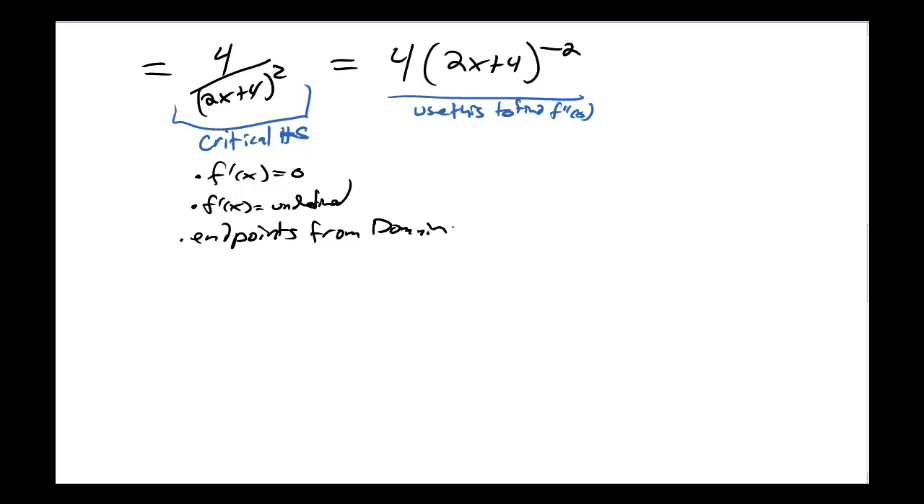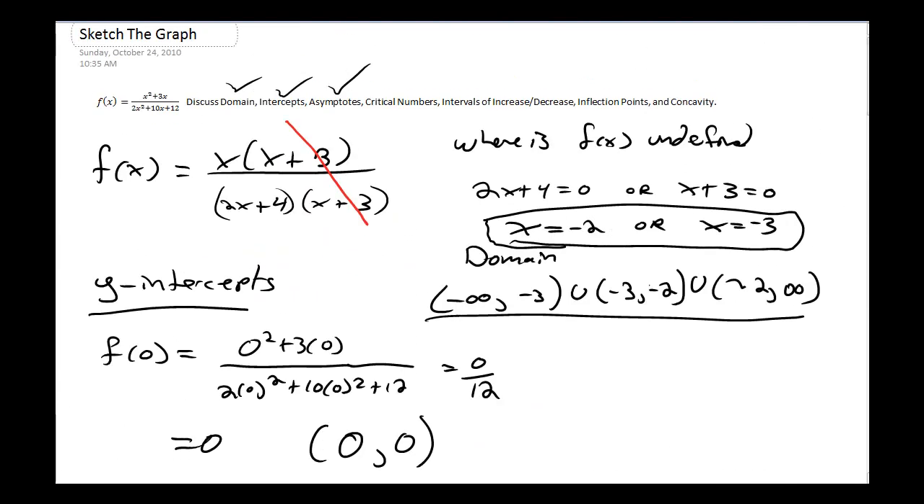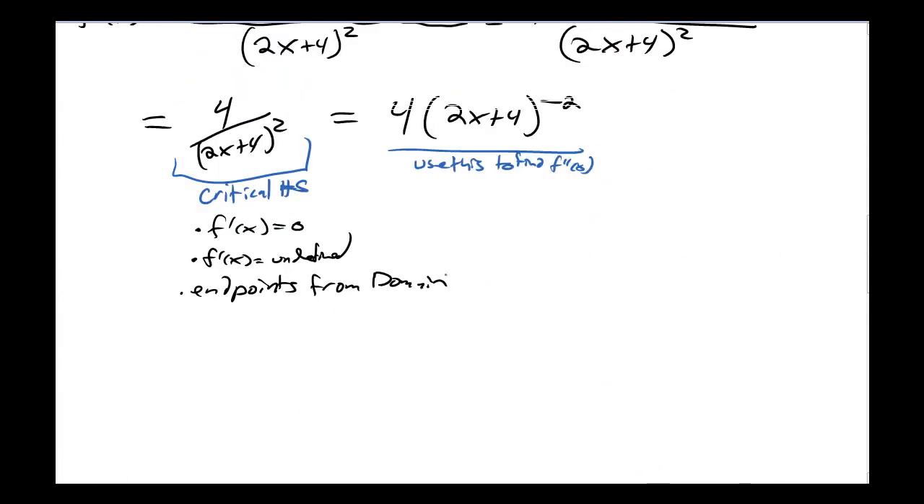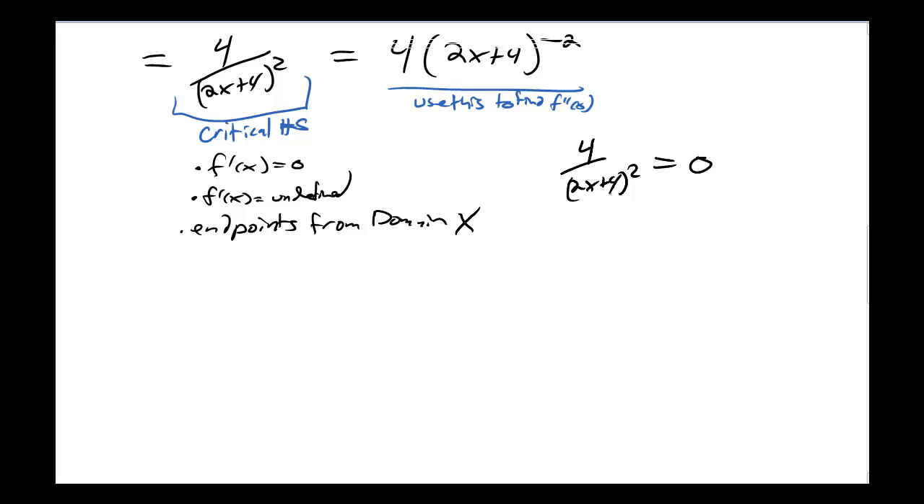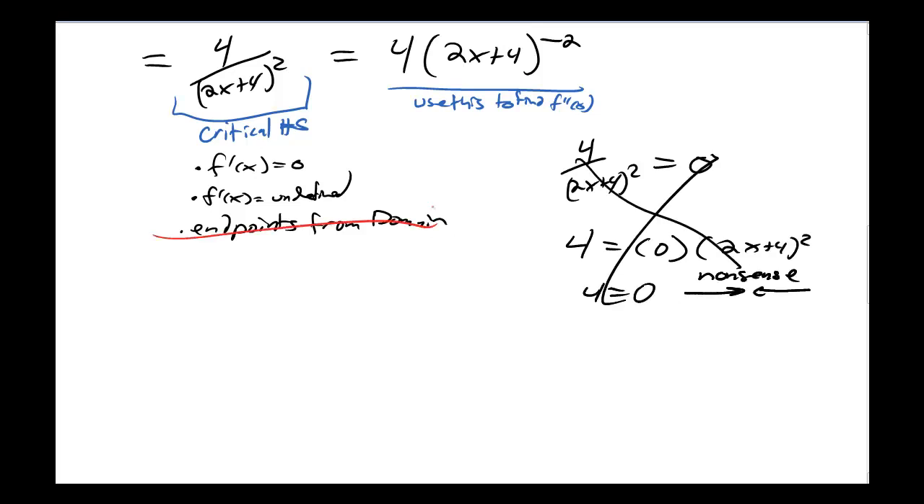Going back up and looking at my domain, I don't have endpoints because I have negative infinity on one side and positive infinity on the other side. So I'm not going to get any endpoints. At my first derivative, I have 4 over 2x plus 4 squared, and this is never going to equal 0. If we try setting it equal to 0, then I'd multiply both sides by 2x plus 4 squared, and that would on the left cancel, but on the right I would be getting 0 times 2x plus 4 squared, which would tell me 4 equals 0. I don't get any inputs from my domain.